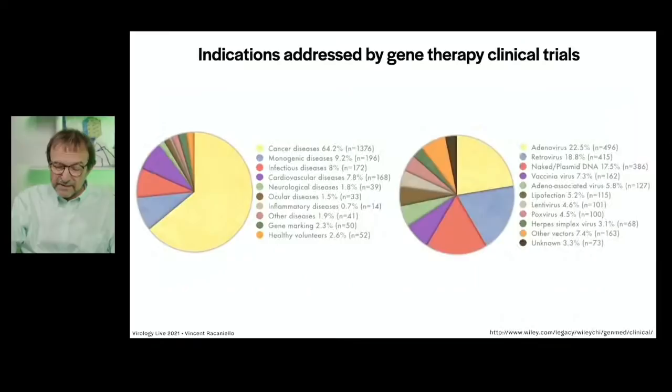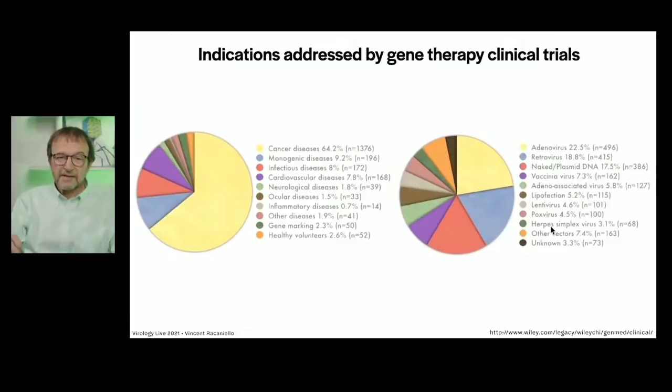Now, here's a pie chart showing you what kinds of indications are addressed by gene therapy trials. I talked about monogenic diseases. So there are about, I think, 1,800 trials summarized in this figure. About 10% are monogenic diseases. Most of them are cancer, and we'll talk about that. You have infectious diseases, cardiovascular, neurological, eye diseases, et cetera. And the adenovirus vectors seem to be the most used, at least in this figure, which is a couple of years old now. It may have changed. Retroviruses are next. Then we have DNA in many trials giving naked DNA, vaccinia virus, AAV, lentiviruses, pox viruses, even herpes, etc.